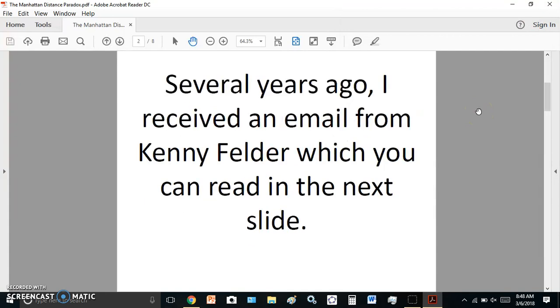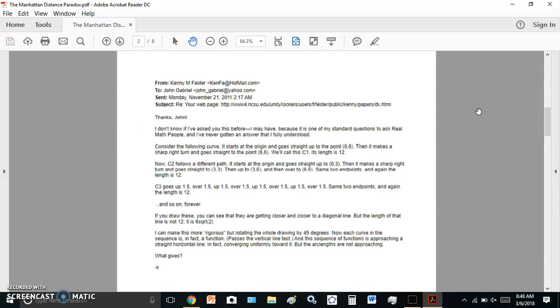What is the Manhattan distance paradox? Several years ago, I received an email from Kenny Felder, which you can read in the next slide. So we were corresponding back and forth about other things, and also about my new calculus. And in here, he says, okay, I don't know if I've asked you this before. I may have, because it's one of my standard questions to ask real math people, and I've never gotten an answer that I fully understood. Consider the following curve. And he describes a curve, which I'll show you in the next slides.